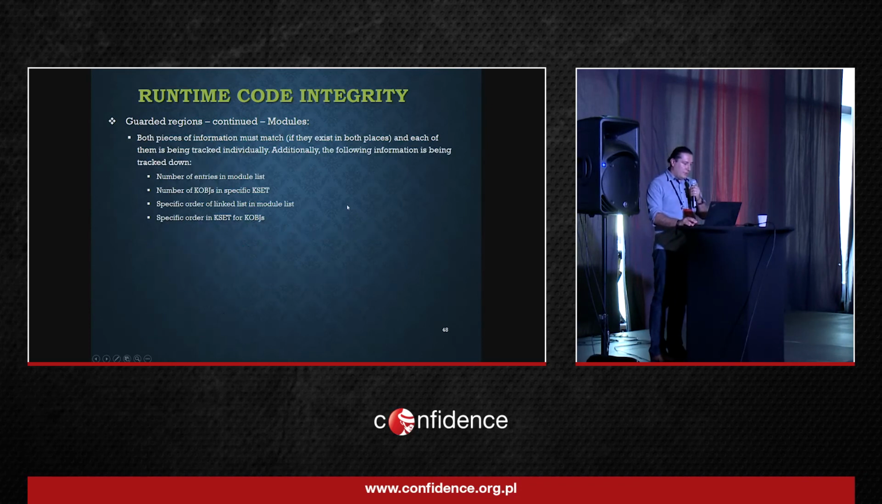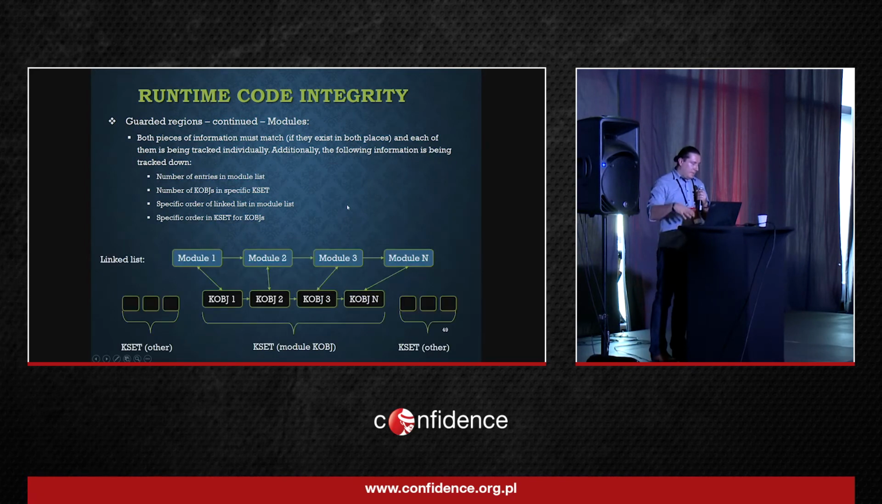And both of this information must match, even if they are tracked independently. We know that if the module exists, it's supposed to exist in two places, and each of them is still tracked individually. Additionally, what is interesting is that the following information is tracked: how many modules exist in the entire module linked list, how many KObjects for the module exist in this specific kset, what is the specific order in the linked list in the module list, and what is the specific order in the kset for a specific KObject. And I will show you why.